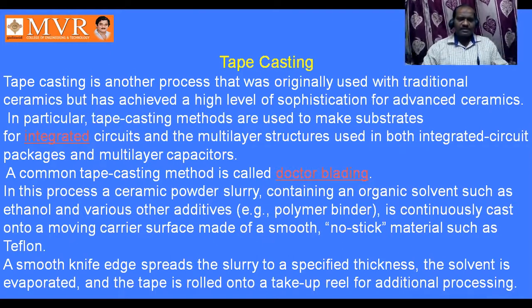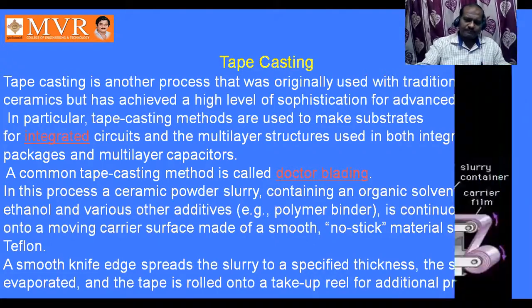A common tape casting method is called doctor blading. In this process, a ceramic powder slurry containing an organic solvent such as ethanol and various other additives, for example polymer binder, is continuously cast onto a moving carrier surface made of a smooth non-stick material such as Teflon. A smooth knife edge spreads the slurry to a specified thickness, and the solvent is evaporated and the tape is rolled onto a take-up reel for additional processing.